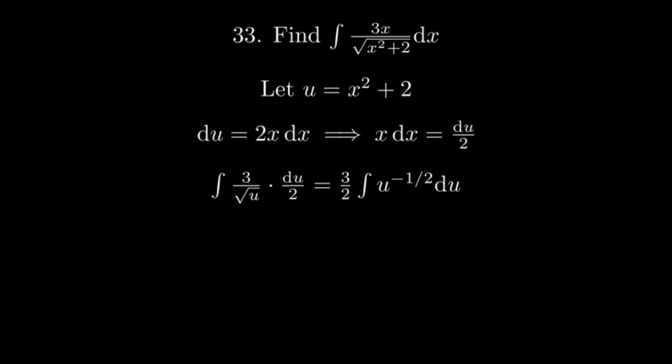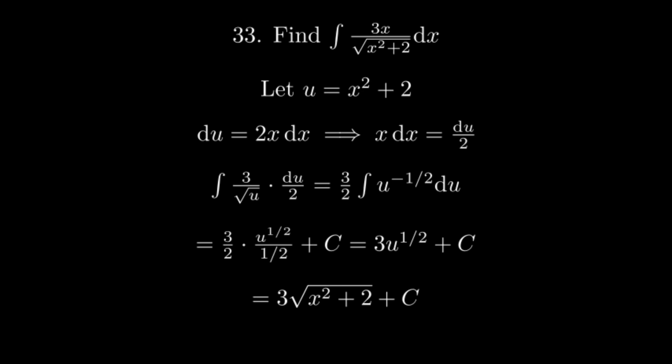Now we integrate with respect to u. Finally, substitute back u equals x squared plus 2. So the result is 3 times the square root of x squared plus 2, plus c.